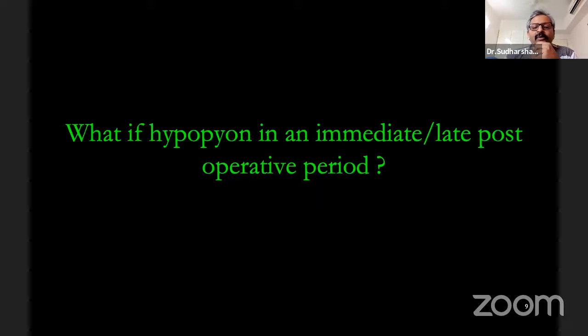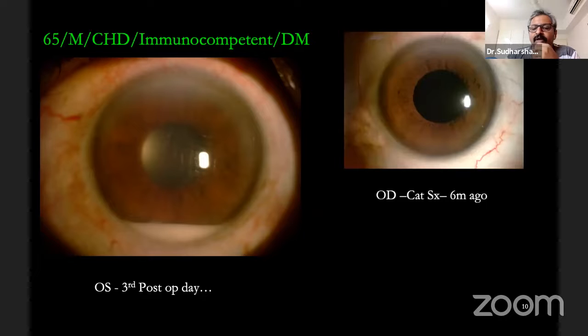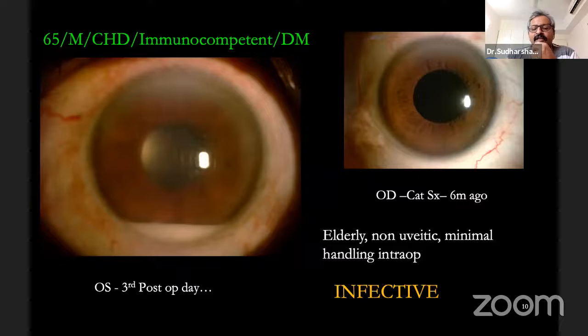But what if this hypopyon is in an immediate post-operative period? This is a 65-year-old male who presented on the post-operative day with a hypopyon. Always remember, ask for history, whether the other eye had any similar problems. The other eye was uneventful post-operatively. This patient did not have any uveitic history. And when you have operated, you know how much you handle the tissues during surgery. So that indicates whether you're dealing with an infective post-operative condition or a non-infective.